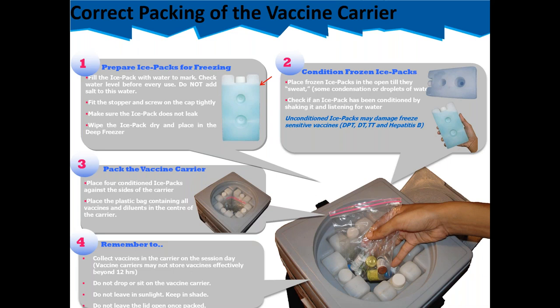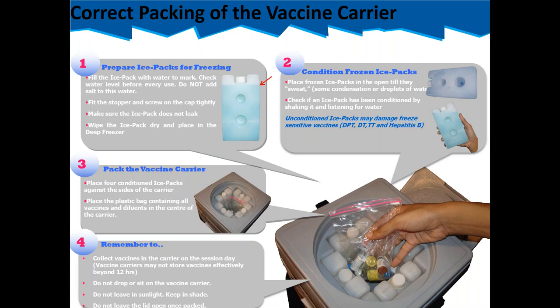Fix the stopper and screw on the cap tightly. Make sure the ice pack does not leak. Wipe the ice pack dry and place it in the deep freezer. Now place frozen ice packs in the open till they sweat, with some condensation or droplets. We do not directly put a frozen ice pack in the vaccine carrier because it can damage the freeze sensitive vaccine. So before that, we keep them in the open till we have certain drops on the body of the ice pack, which is known as conditioning of these frozen ice packs.